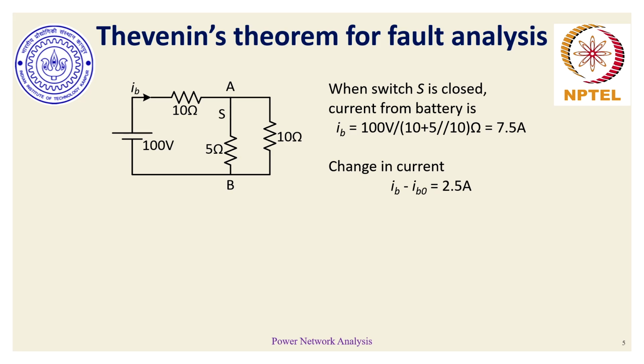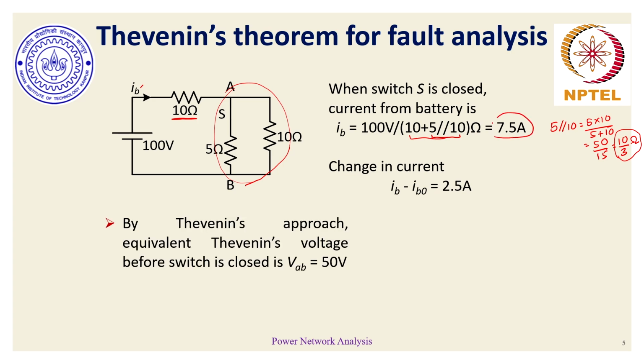Now when the switch is closed, the new current IB can be found from the equivalent resistance of this combination circuit, which is 5 parallel 10. So 5 parallel 10 is the equivalent resistance between nodes A and B, which gives 5 into 10 by 5 plus 10, which is 50 by 15, also the same as 10 by 3 ohms. So 10 by 3 ohms is the equivalent resistance between A and B. When this gets added up with the 10 ohm, I have 7.5 amperes as the new current after the switch is closed.